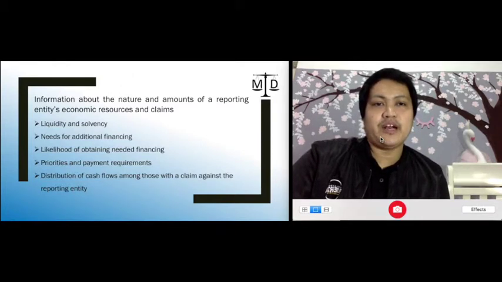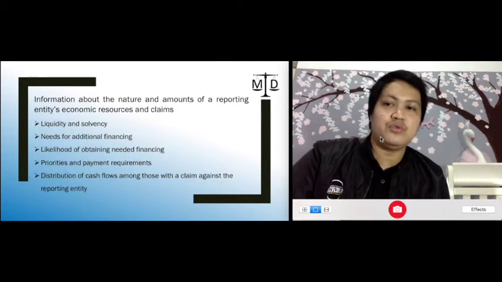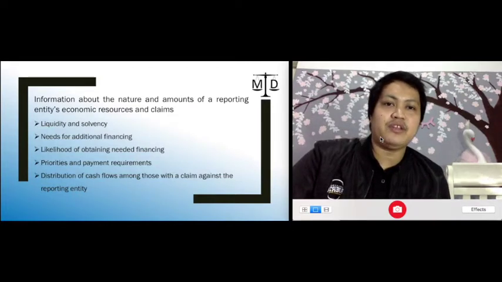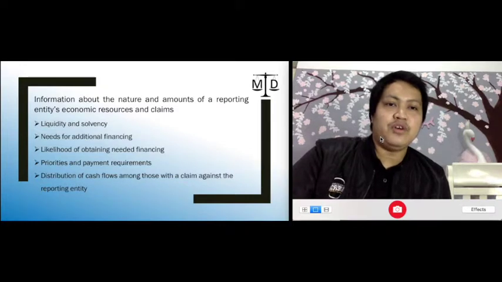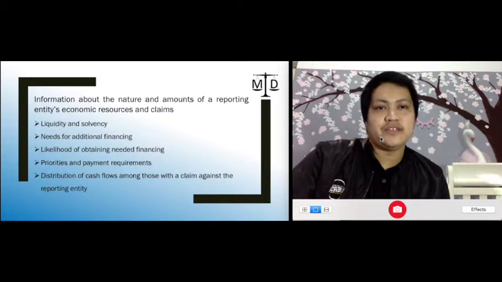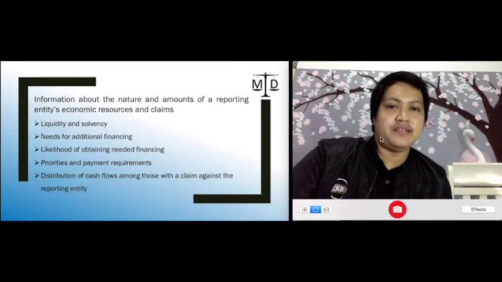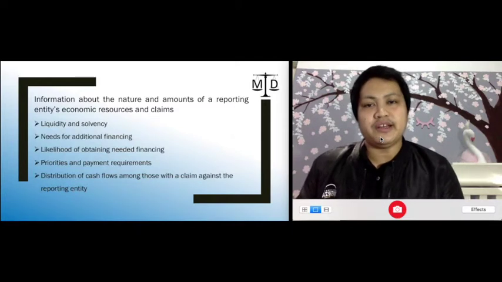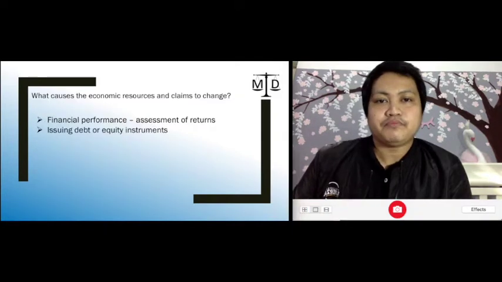And if you're a potential creditor, you'd also want to know the priorities and payment requirements of the entity. If you are a simple creditor without any security, then definitely you are going to be the last in priority. So if you are going to extend a loan, you would want to be number one in priority or security. Basically, these items need no further explanation as to why financial statement users are interested to know these matters.